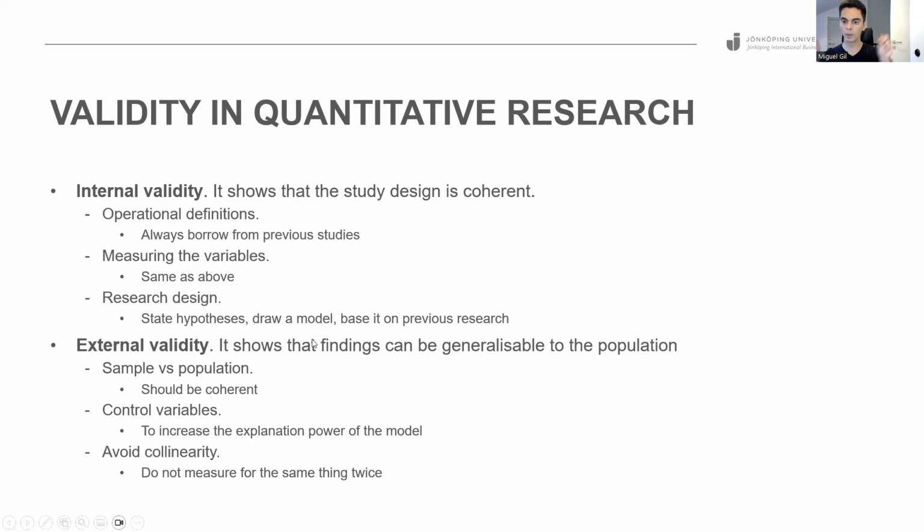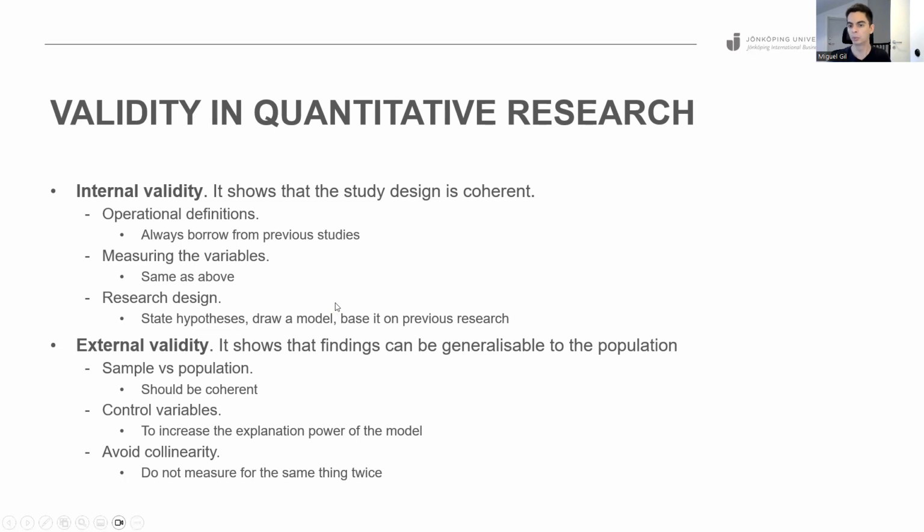Also, a suggestion: draw a model. If it's quantitative, draw a model. What are the relationships that you expect? Which concept with which concept? And again, based on previous research. Otherwise, the reader will be very suspicious about the internal validity of your design. It will be like, you are telling me you want to measure performance, and it's not clear why this variable actually is performance. So you need to convince the reader about that.